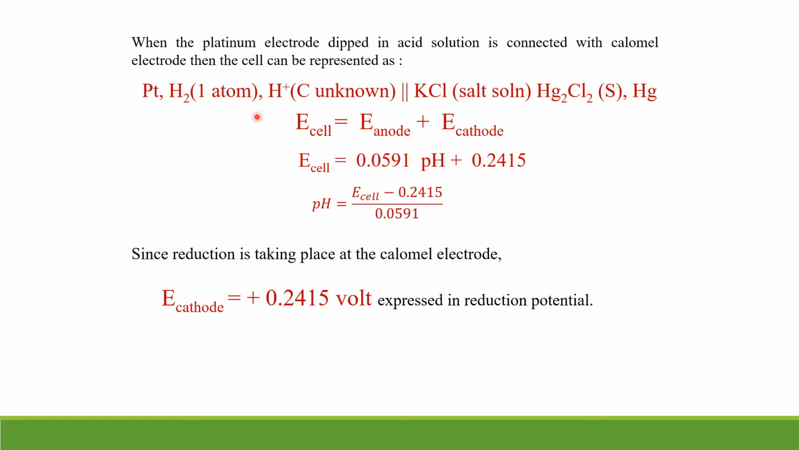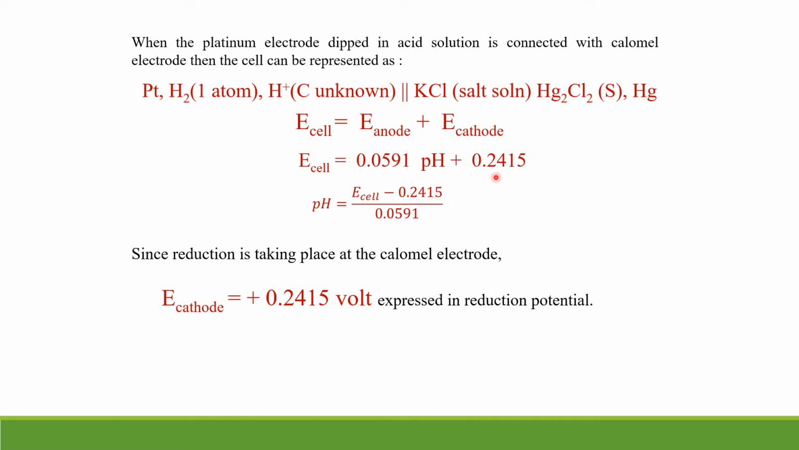So for this particular electrochemical cell which we have set up, we can write the EMF of the complete cell as EMF of anode plus EMF of cathode. The anode is the hydrogen electrode, and we know that its EMF comes out to be 0.0591 pH, as we have seen in the earlier slide. And the EMF of the cathode, that is the calomel electrode, has a normal value at room temperature of plus 0.2415.